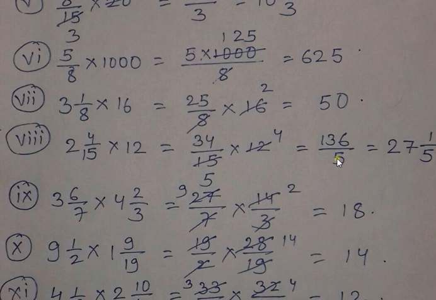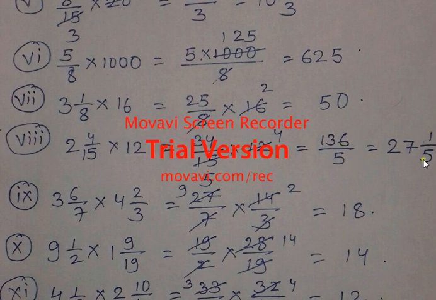Okay, and when we divide 136 by 5, what will happen? 5 twos are 10, 7 fives are 35, and 1 will be the remainder, that is up, and the divisor is 5, so 5 will be down. So this becomes 27, 1 by 5.